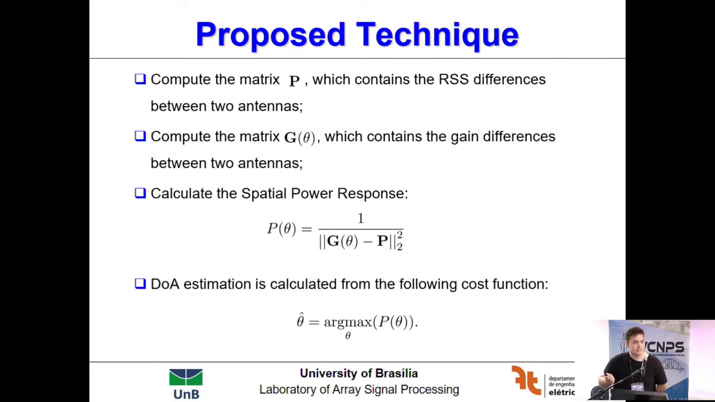So our proposed technique works in the following way. First, we compute the matrix P, which contains the RSS differences between every two antennas of the array. Then we compute the matrix G theta, which contains the gain differences between every two antennas of the array. Next, we calculate the spatial power response given by this equation. And finally, in order to estimate the direction of arrival, we maximize the spatial power response.